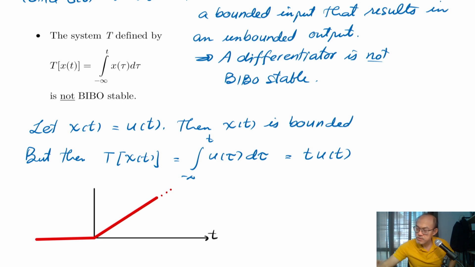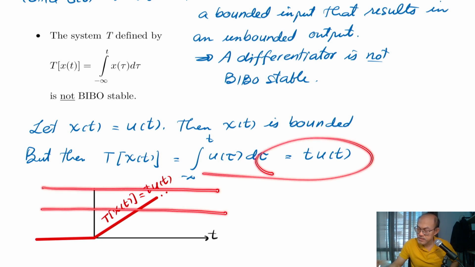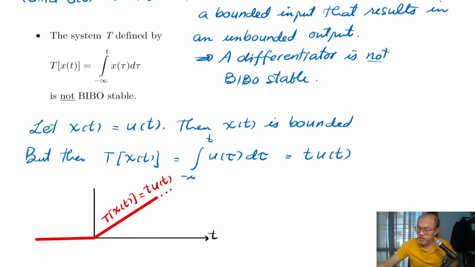So this is T of x. This is the output, right? It is equal to t u(t). So no matter what upper boundary you put here, your output signal will outgrow it eventually. No matter what upper boundary you put in here, the output signal will outgrow it. So this signal is not bounded.